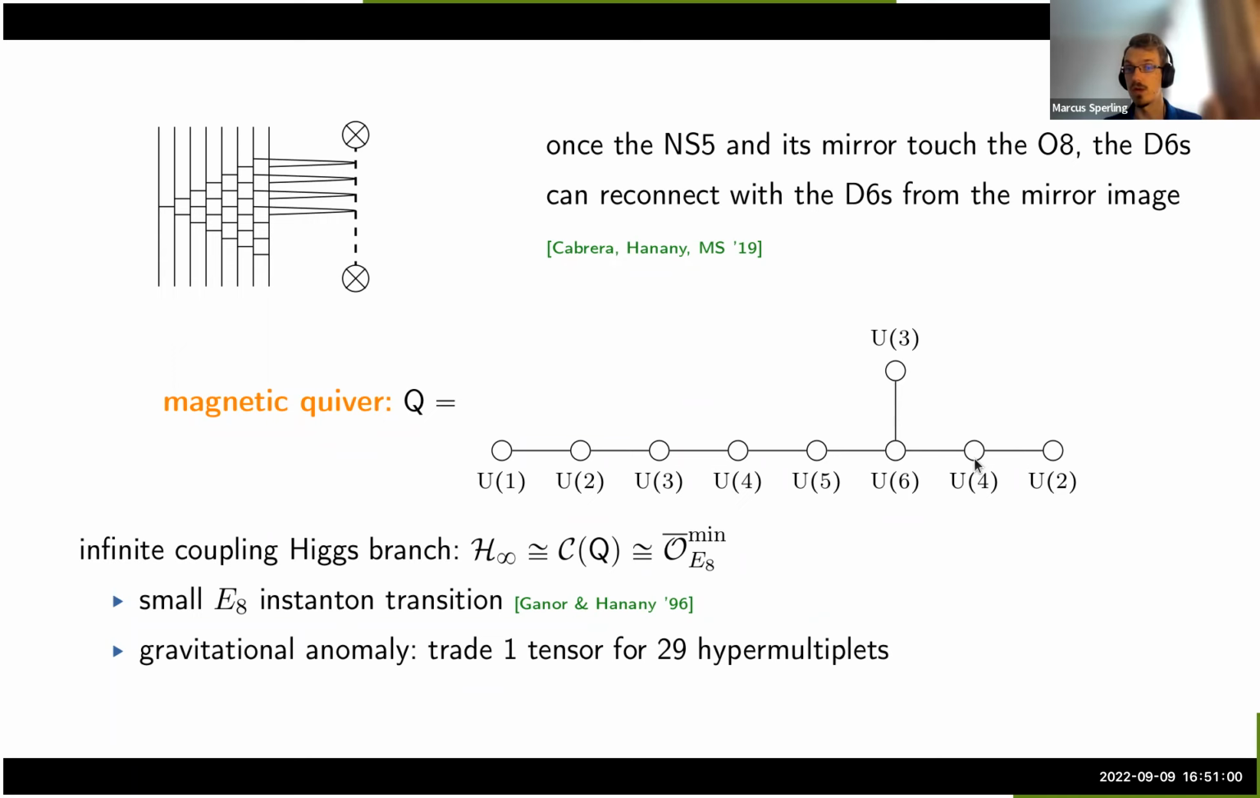Now, the only new thing that we have to remember is that the NS5s are now taken into account as dynamical magnetic degrees of freedom, because we can move them along the orientifold, and we say they do contribute Higgs branch degrees of freedom. So I attach a 2 here.